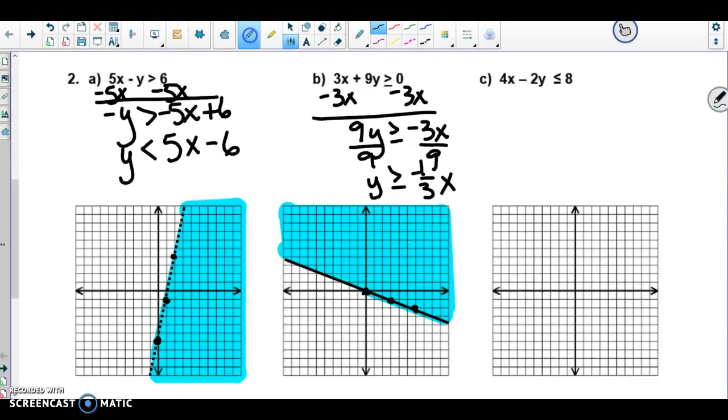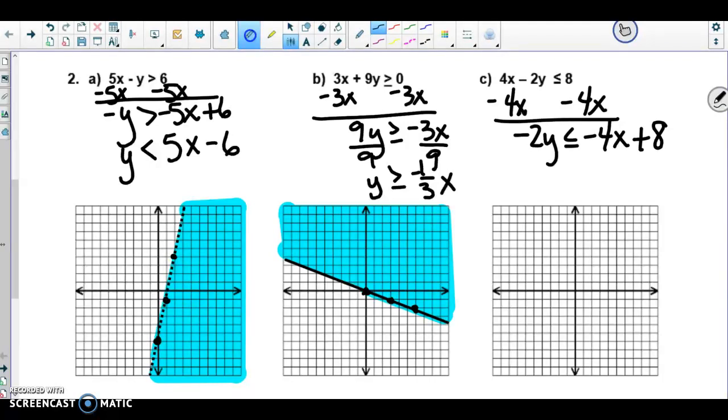All right, and then this one for part C, again, I need to solve for y. I have negative 2y less than or equal to negative 4x plus 8. I'm going to divide by the negative 2. Since I'm dividing by a negative, I know I have to flip the sign. I'm running out of room, so pretend I'm dividing by negative 2 to get a y, divide by negative 2 to get a positive 2x, divide by negative 2 to get a negative 4. So to graph this one, we're going to start here at negative 4. My slope is 2.